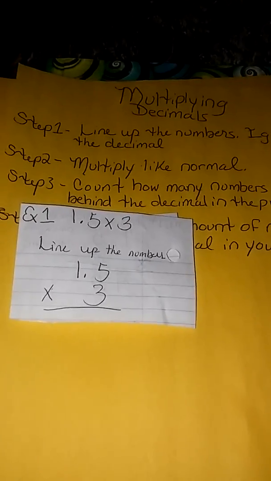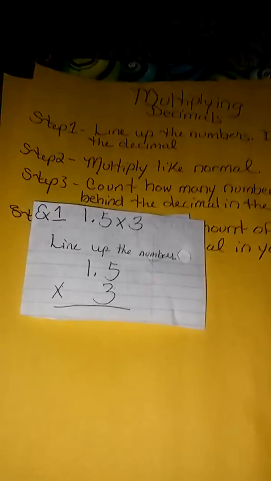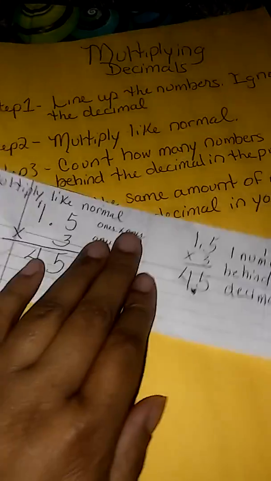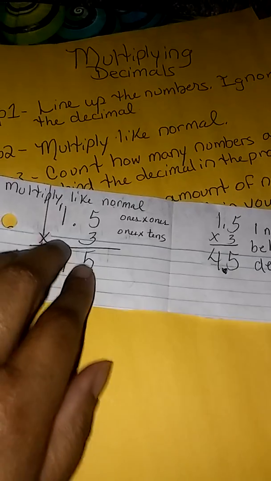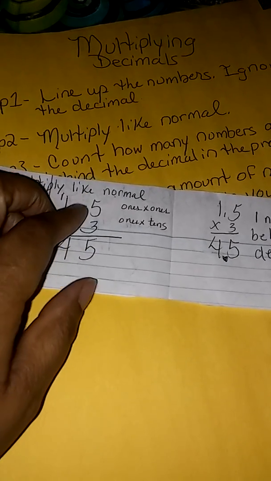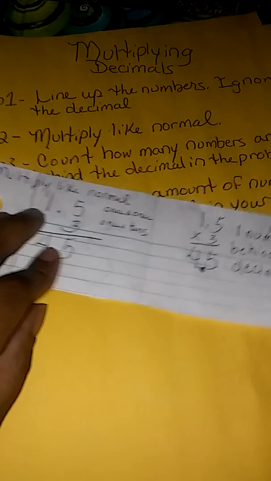Okay, so this is our multiplying decimals part 2 video. So we went here, we did that, and we multiplied. 3 times 5 is 15. We grouped the 1. 3 times 1 is 3, plus 1 is 4.